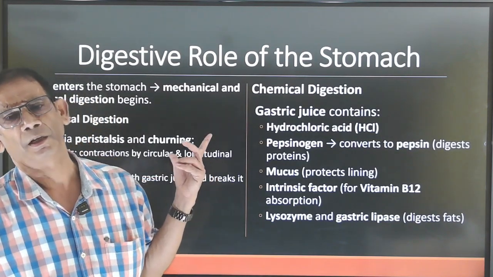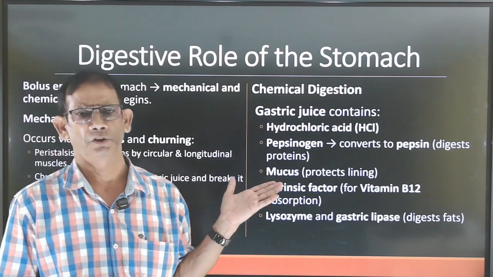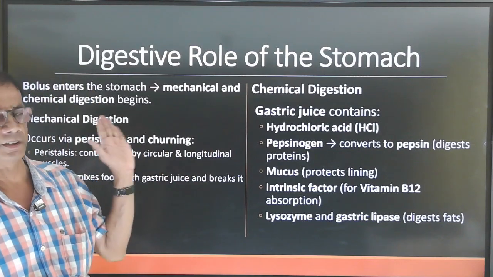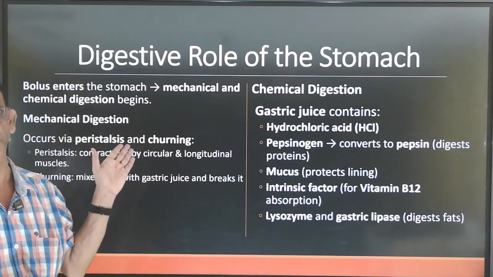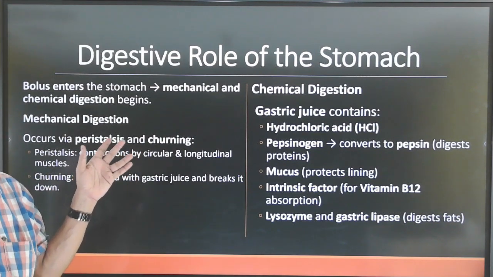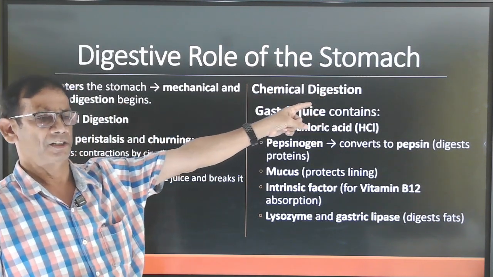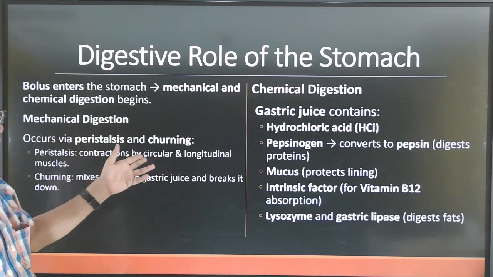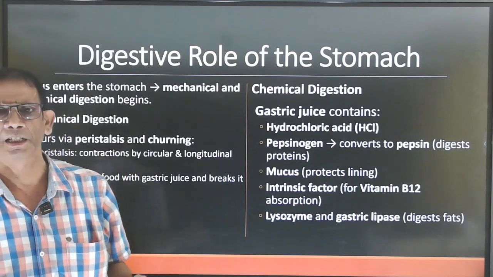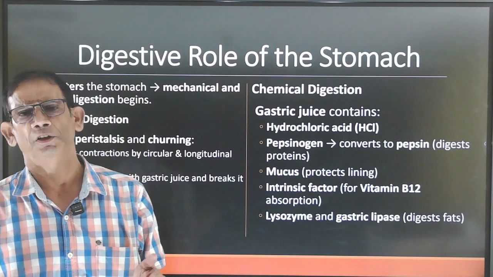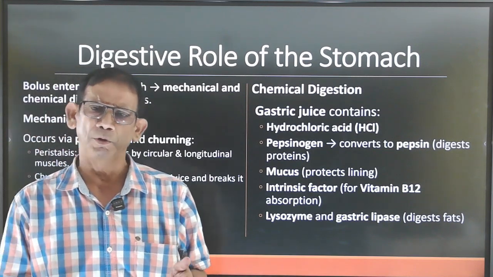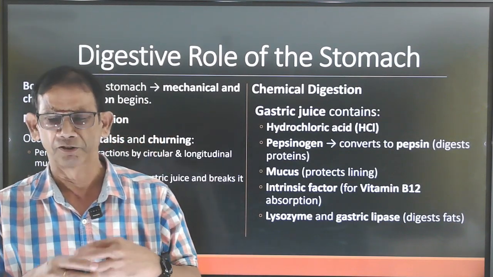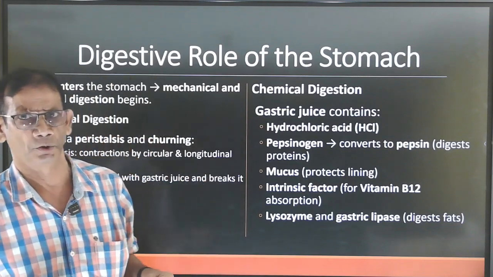Now, according to digestion, 2 types of digestion occur in the stomach. The first is mechanical digestion, then chemical digestion. Mechanical digestion takes place by the muscles present in the muscularis externa, among which 2 muscles, the longitudinal muscle and the circular muscle, help in peristalsis, that means movement of food particles from one part of the stomach to another, and at the same time churning, that means mixing of food particles with the gastric juice.